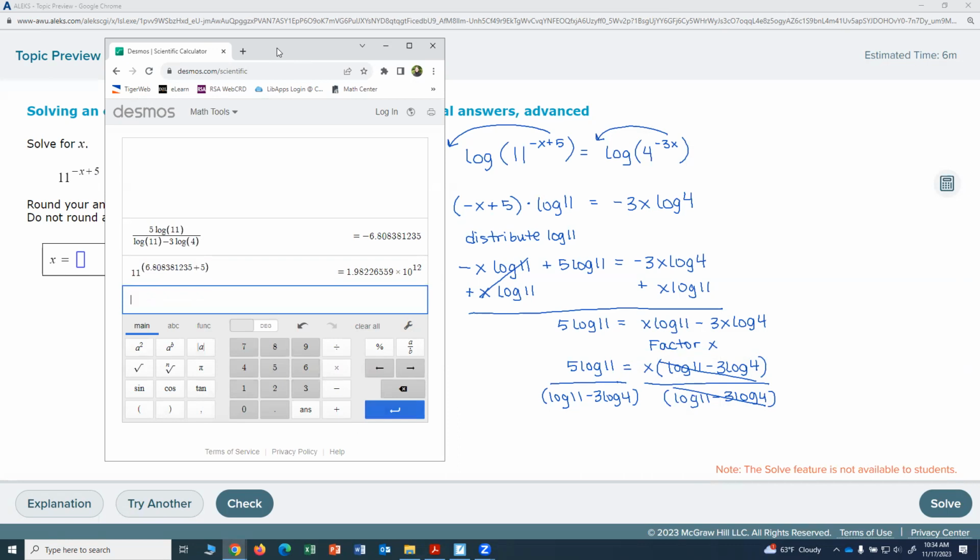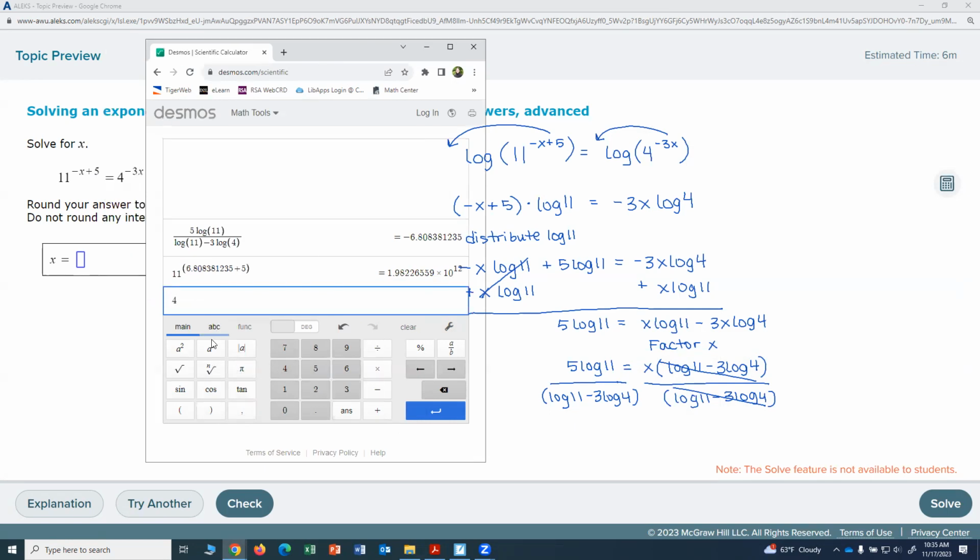Okay, and now I want to do the right side of the equation. So 4 to the negative 3x. So I'm going to do 4 to the power parentheses negative 3 times x. So times negative 6.808381235.